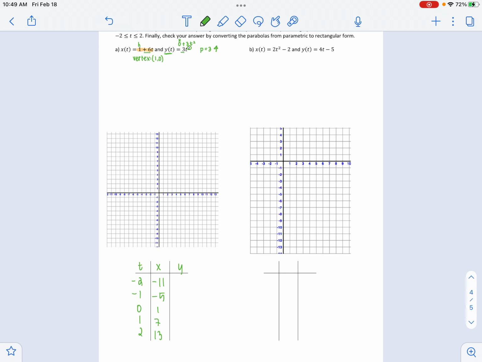Now plug in negative 2 into the second equation. Negative 2 squared is 4 times 3, which is 12. Negative 1 squared is 1 times 3, which is 3. Plug in 0, I get 0. And then I should get 3 and 12 again. Plug in 1, I get 3. Plug in 2, I do get 12.